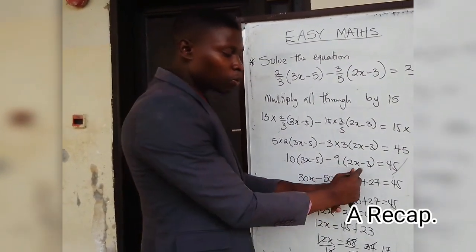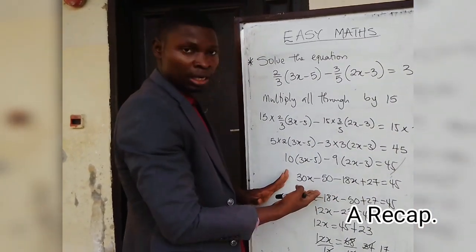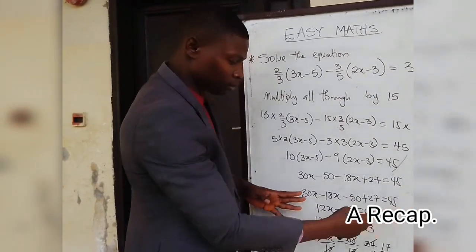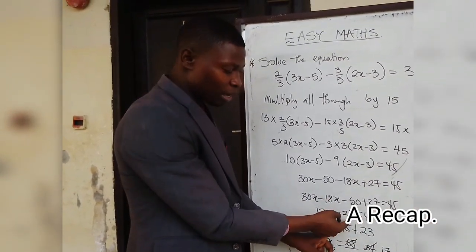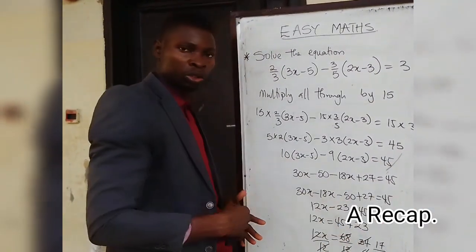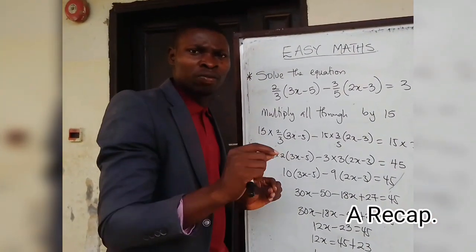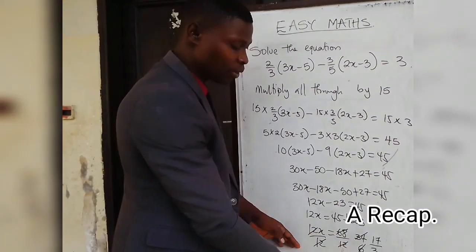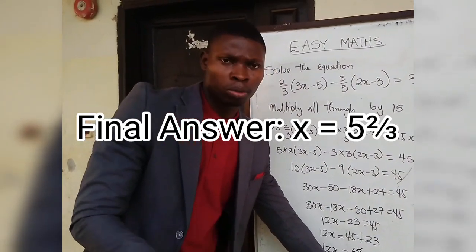Once you're expanding, you multiply the number outside by everything inside the bracket. Then once you're done with that, you collect your like terms. Any term that is not a like term, you move to the other side, and when you do that, the sign changes because you're crossing the equality sign. If you have minus 23 and it's crossing to the other side, it has to become plus 23. If it's plus 23 on this side and it's crossing to the other side, it will give you minus 23. So after doing that, we divide to get our unknown, and at the end of the day, we get our unknown to be 5 whole number 2 over 3.